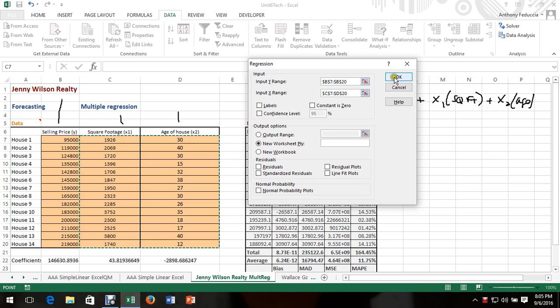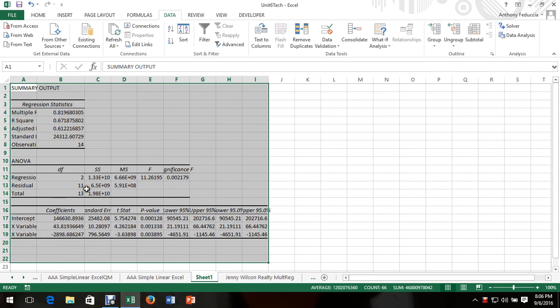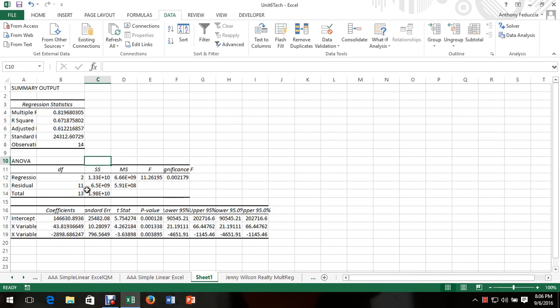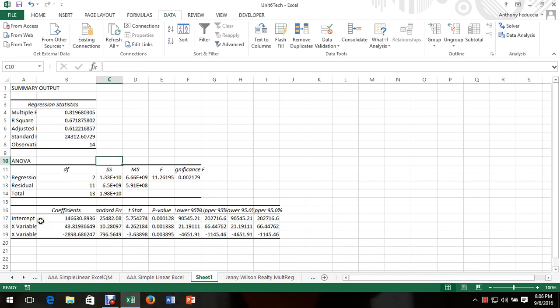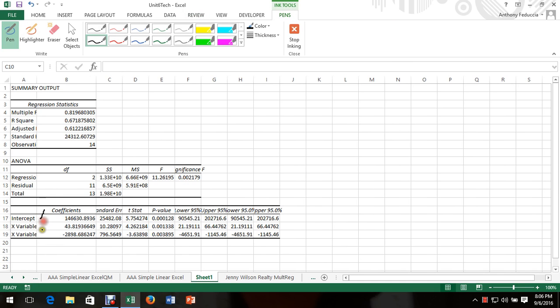So what we want to do is to say, okay, and we're going to come up with an Excel output. And this is what on your projects that you hand in, this is what I want to see. I don't want to see the input, I want to see the output. But anyway, what this says is, right down here, that we have an intercept right here. We have an X variable and a Y variable.